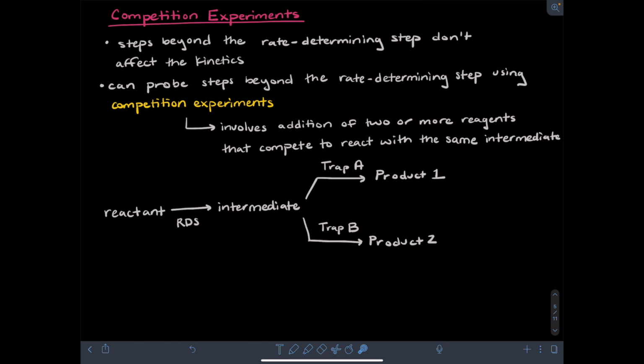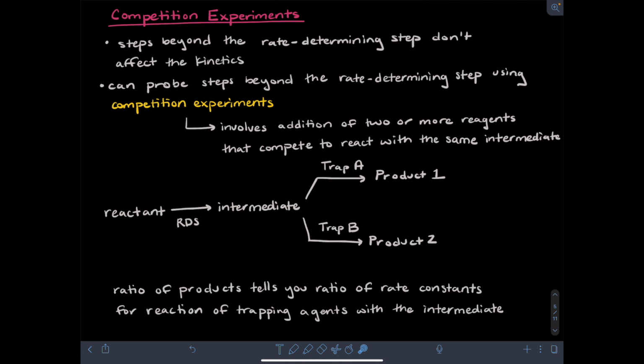And what you would be looking at is, in the product, which nucleophile reacted with the intermediate faster. So even though the reaction of the intermediate with the trapping agents occurred after the rate-determining step, the product ratio tells you about the ratio of the rate constants for your trapping steps. So let's imagine you had a 60% to 40% product ratio for products 1 and 2.